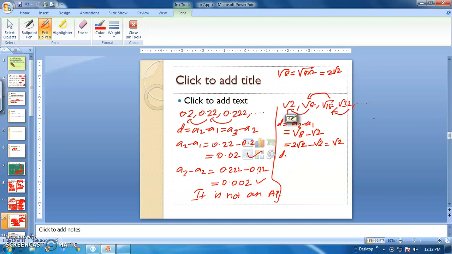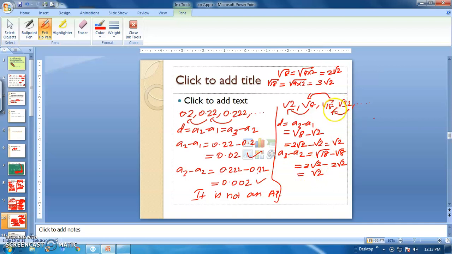Next, a3 minus a2 equal to, so what is a3? Root of 18 minus a2, root of 8, right? So root of 18, how can we write? Root of 18 equal to root of 9 into 2, and 9 is a square number, so 3 is its square root, so 3 times root of 2. So we can write root of 18 as 3 times root of 2, minus root of 8, 2 times root of 2. So when we subtract these two, 1 time root of 2. So a3 minus a2 is also root of 2.